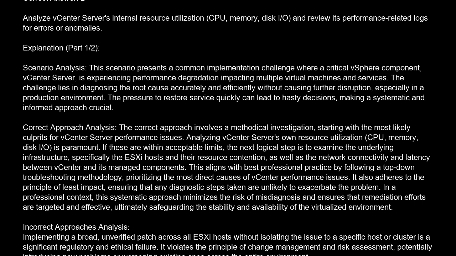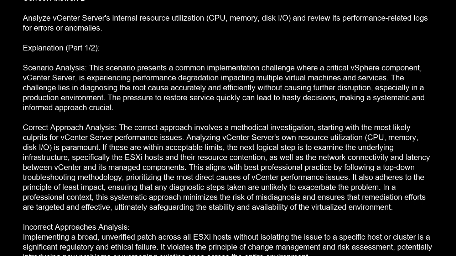Correct approach analysis. The correct approach involves a methodical investigation, starting with the most likely culprits for vCenter server performance issues. Analyzing vCenter server's own resource utilization, CPU, memory, disk I/O, is paramount. If these are within acceptable limits, the next logical step is to examine the underlying infrastructure, specifically the XE hosts and their resource contention, as well as the network connectivity and latency between vCenter and its managed components.